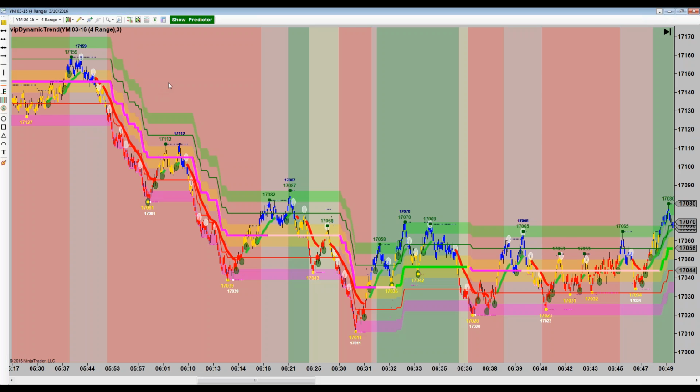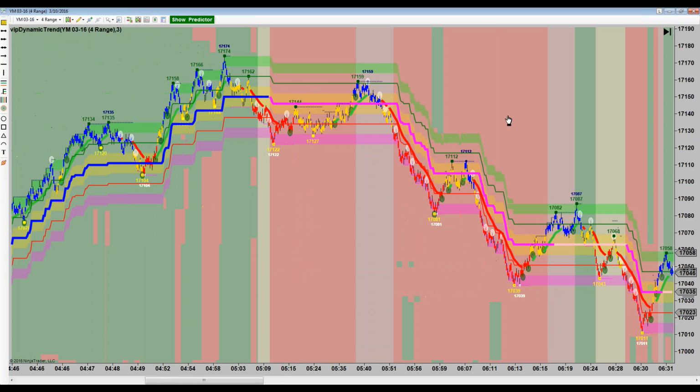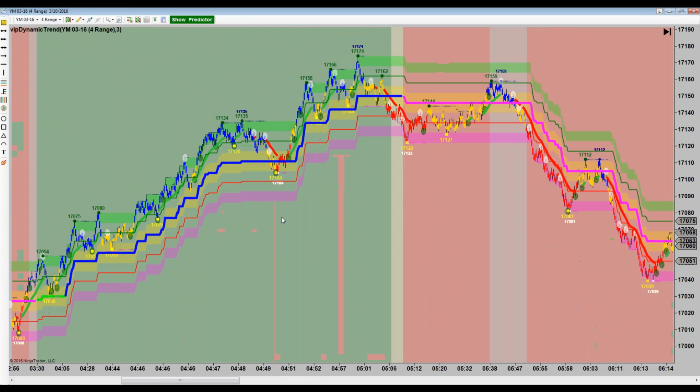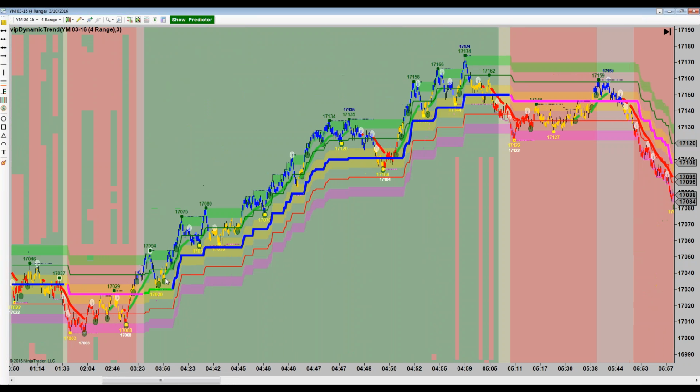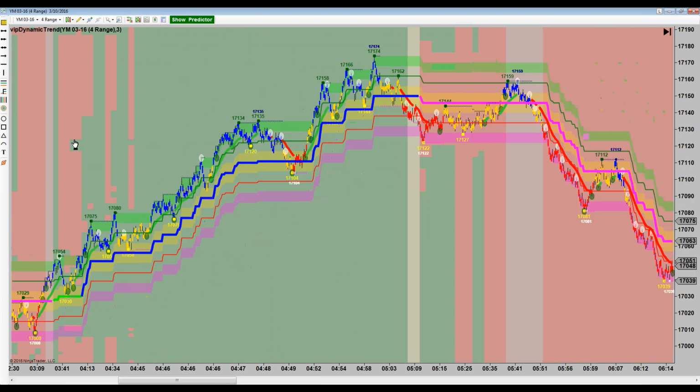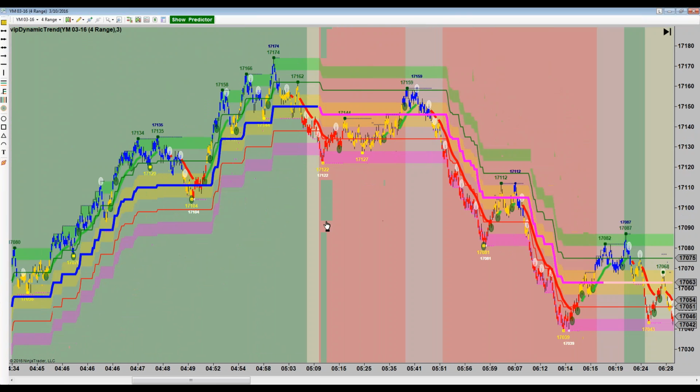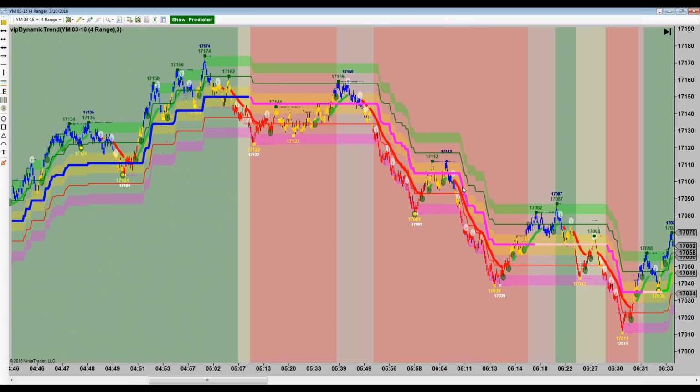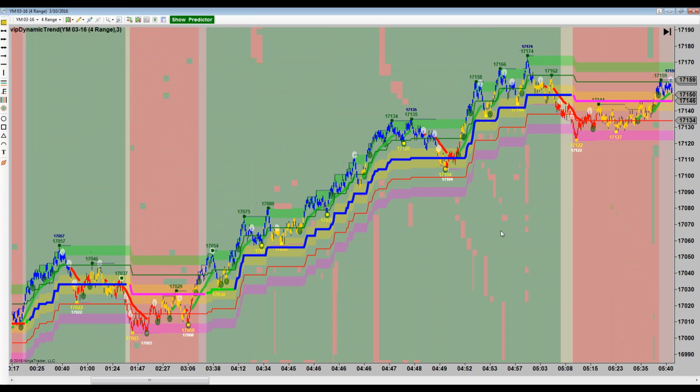If the converse is true, if the background is green and the bars are primarily blue and the bands are all stair-stepping upward, as you see right here, we are buying or getting long in the market. That's just the basics. In a downtrend, you're selling, getting short. In an uptrend, you're buying and getting long.